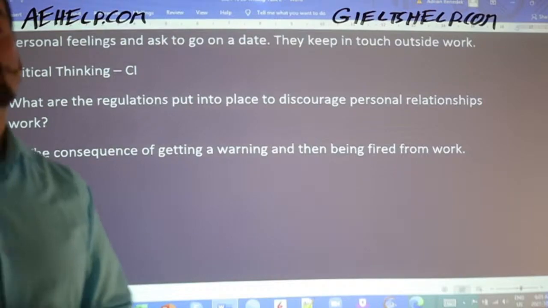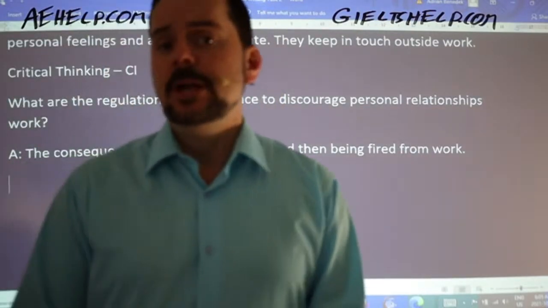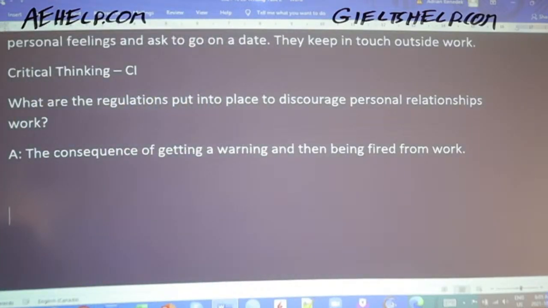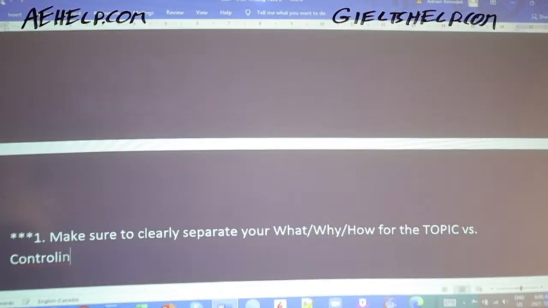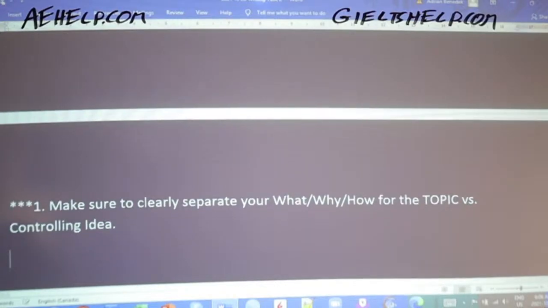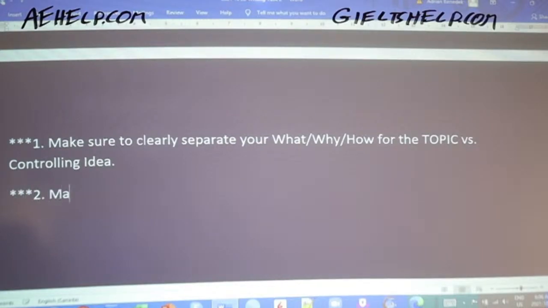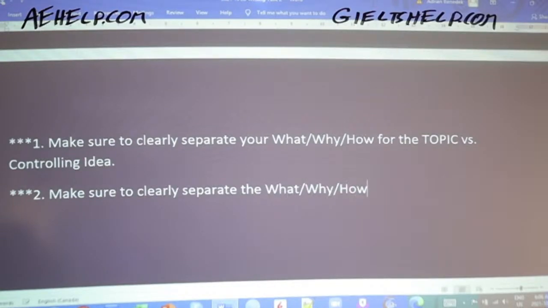So again, students, it's really important to practice this critical thinking, this planning at home. And a couple of the important points, because I'm seeing these mistakes right now in these live classes, okay? So number one, make sure to clearly separate your what, why, how for the topic versus the controlling idea. Okay. The second point where I'm seeing some mistakes in today's class is make sure to clearly separate the what, why, how questions from each other. Because I am seeing a bit of confusion there.